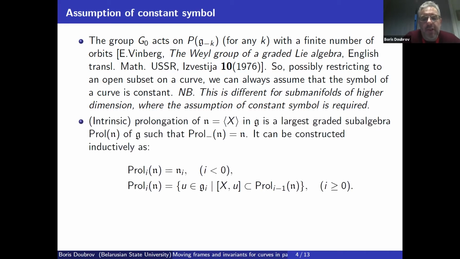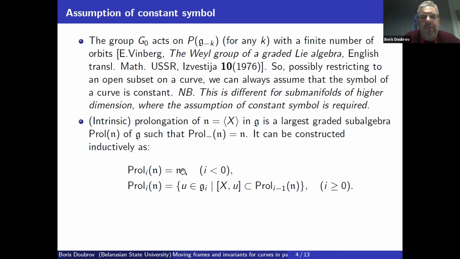So next was the definition of prolongation, and the prolongation was used to recover the maximal possible symmetry algebra for curves, well, submanifolds with a given symbol. It works exactly as before in this case. The only simplification is that when we compute the prolongation, this first line is much easier now. All the negative part consists of this one-dimensional subspace X.